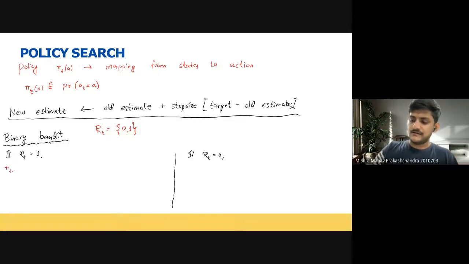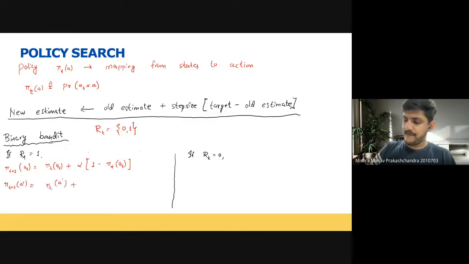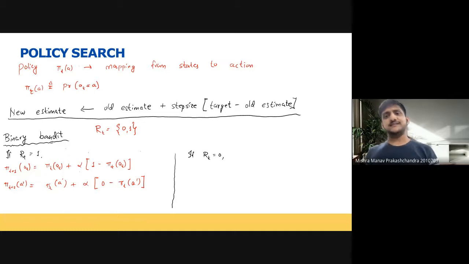If the reward is 1, then my pi of t plus 1 for selecting action a t is given by this update. Okay, this update is similar to the kind of update that we have been doing. We had been doing the stochastic update in the Q value part. Refer to this line.